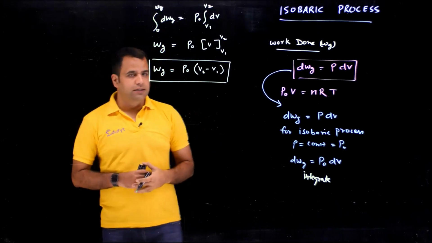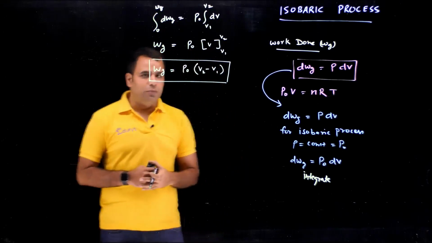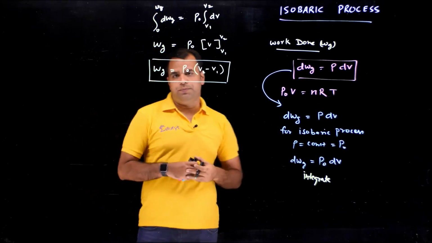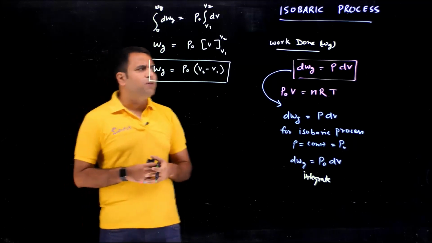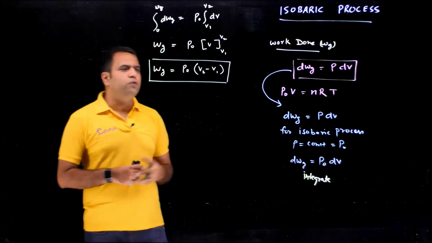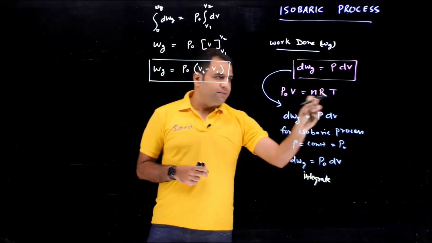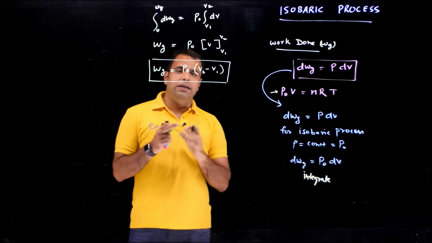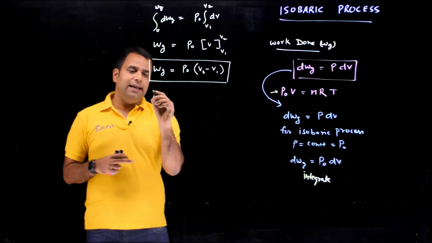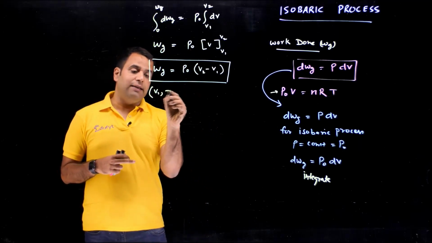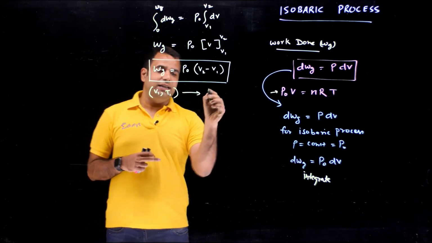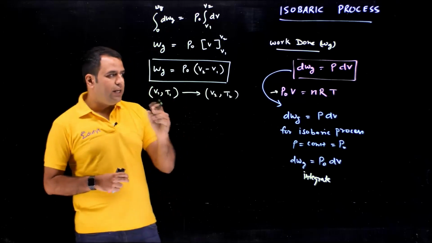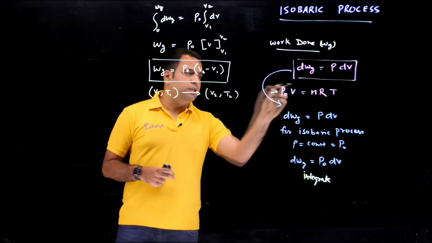So this is the work done in case of the isobaric process, and the formula is in terms of pressure and volume. Now, if we want the formula in terms of temperature, that also we can calculate. So let's say initially the volume was V1 and the temperature was T1, which changed into volume V2 and temperature T2. So I'll put the values in the ideal gas equation.